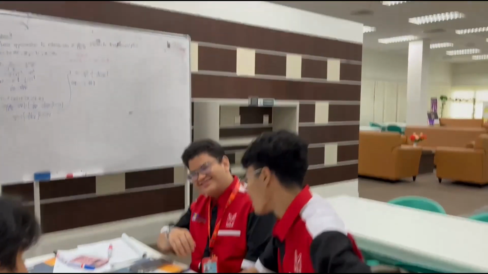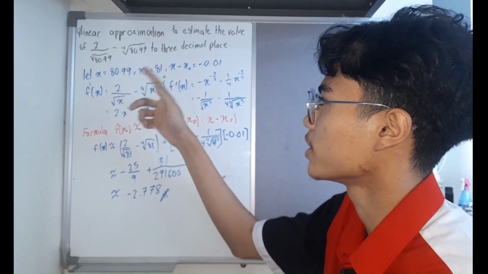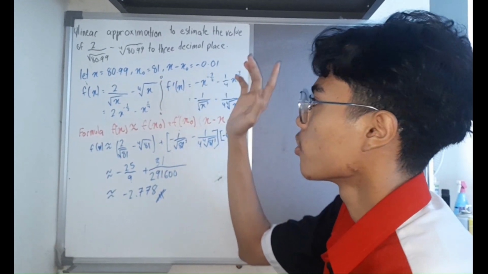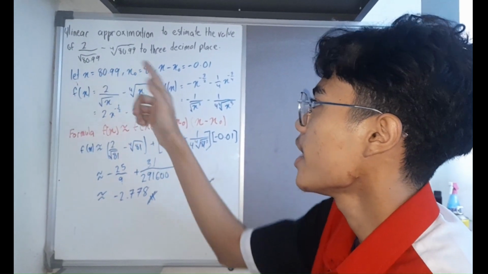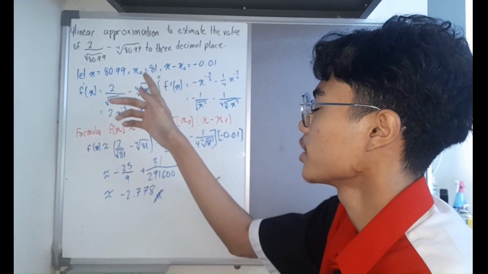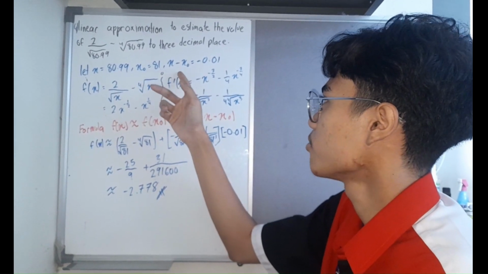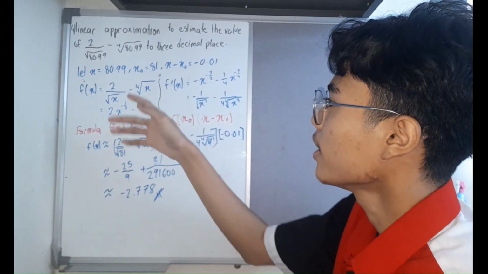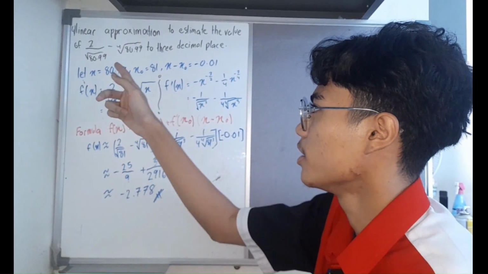Let's go. Okay, so for this question, we are going to use linear approximation to estimate the value of 2 over the square root of 80.99 minus the fourth root of 80.99 to 3 decimal places. For the first step, we let x equal 80.99, and then we find x naught, which is the closest integer value of x, which is 81. Then we let x minus x naught, which is negative 0.01.